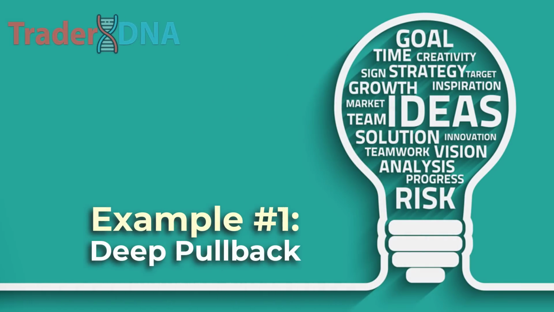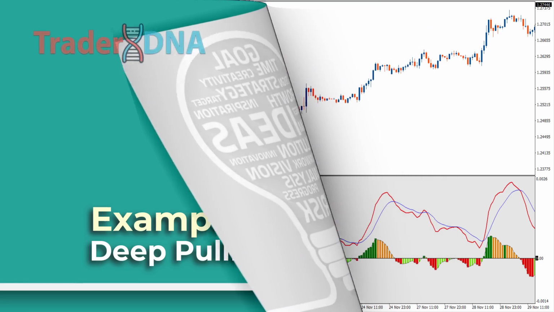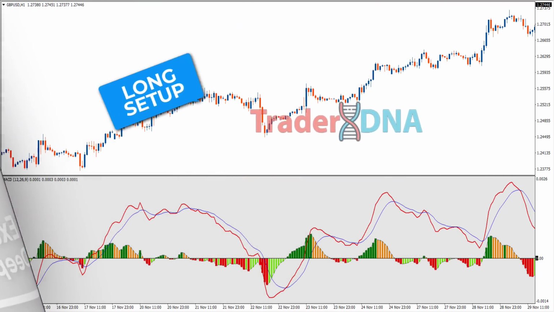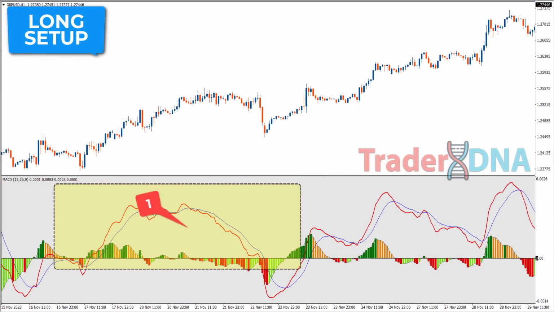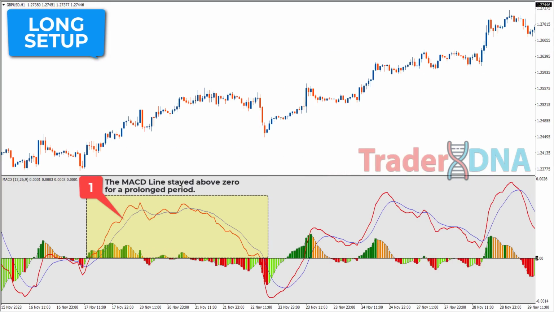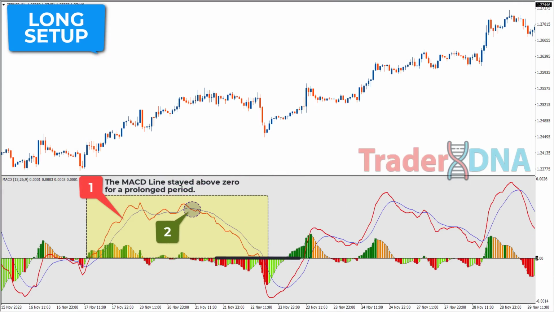Example number 1. Deep pullback. This is an illustration of how the MACD basic setup works, particularly in a trending market. Firstly, observe that the MACD line remained above zero for an extended period, indicating a strong bull market trend. Secondly, the MACD initially crossed below its signal line before dropping below zero. These occurrences align with the additional rules of the MACD basic trading setup, suggesting a significant pullback or a potential reversal. Thirdly, the MACD line surged above its signal line, signaling a buy opportunity.